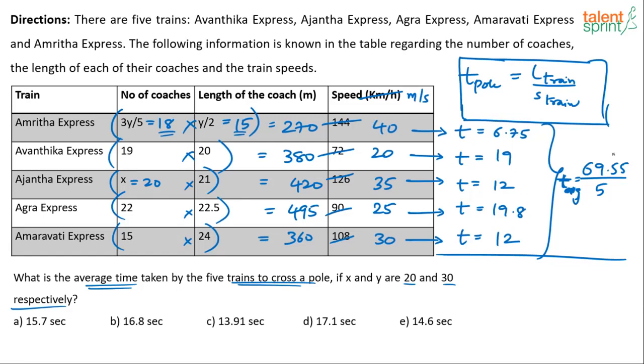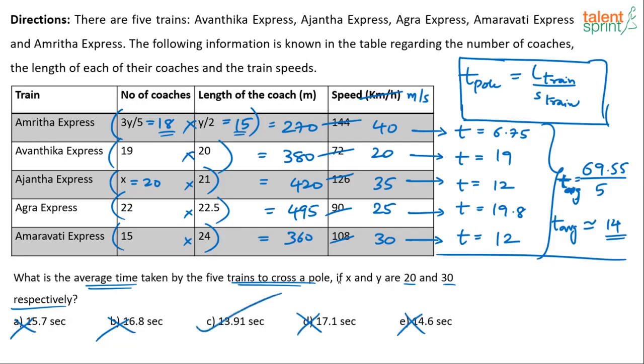Now if you see, very close to 70. 70 by 5 is 14. Answer should be approximately 14. So average time, I know, will be approximately 14, slightly less than 14. Look at the options. Eliminated, eliminated, eliminated, eliminated. Option 3 has to be the answer.